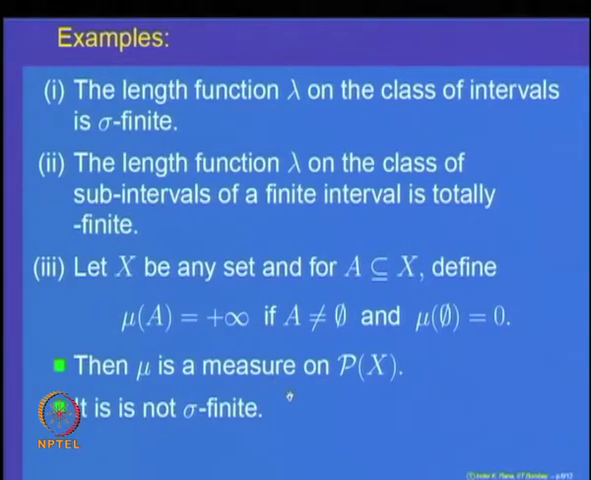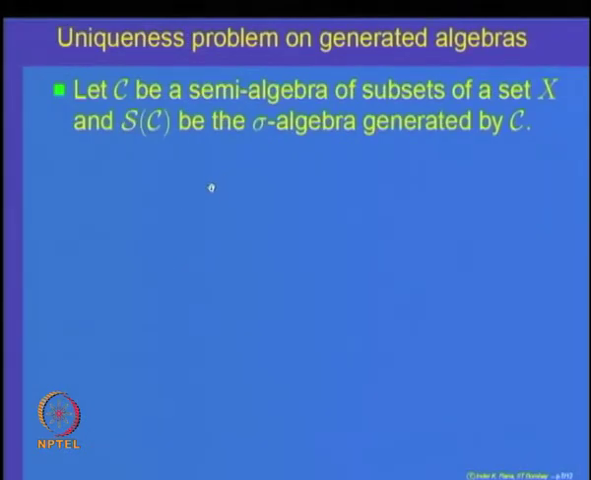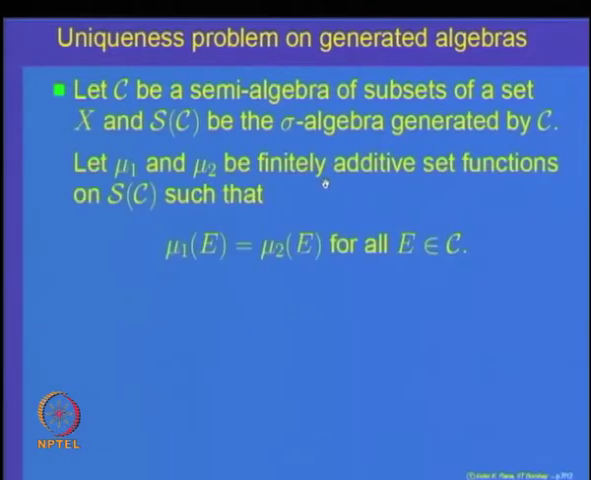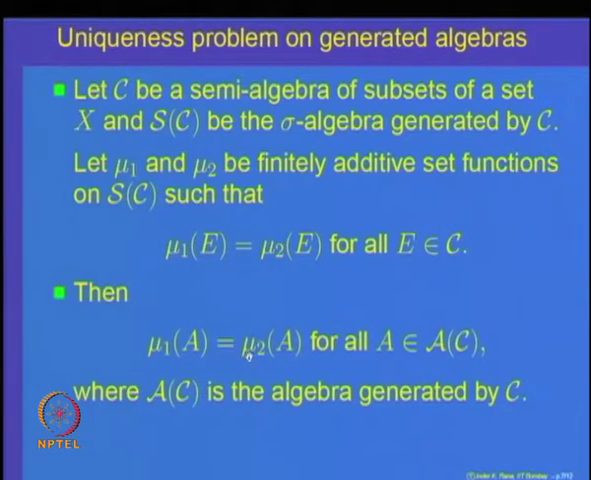So, the theorem we want to prove today is the following, namely, let us take C a semi algebra of subsets of a set X and S of C be the sigma algebra generated by C. Let mu 1 and mu 2 be two finitely additive set functions on S of C, such that mu 1 of E is equal to mu 2 of E for all E belonging to C. Then we want to show that mu 1 of A is equal to mu 2 of A for all A belonging to S of C, where S of C is the sigma algebra generated by C. So, as a first step we are going to prove that if two measures mu 1 and mu 2 defined on a semi algebra agree, then they also agree on the algebra generated by that semi algebra. So, this is what we want to prove. So, let us see the proof of that.